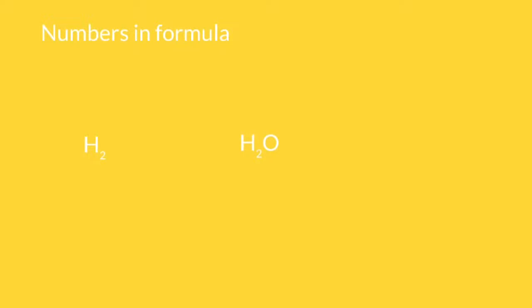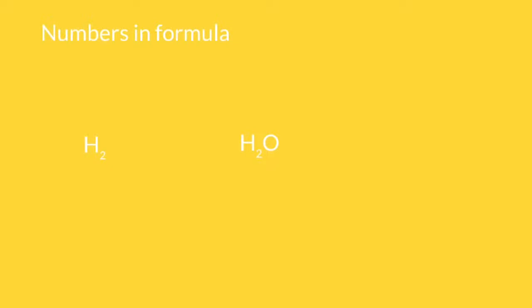So in this case, we have 2 hydrogens. So this number, the number 2, applies to the letter before it. So 2 hydrogens and 1 oxygen, because no number tells me that there is 1 oxygen. If there's no oxygen there, we wouldn't add that letter O in there.